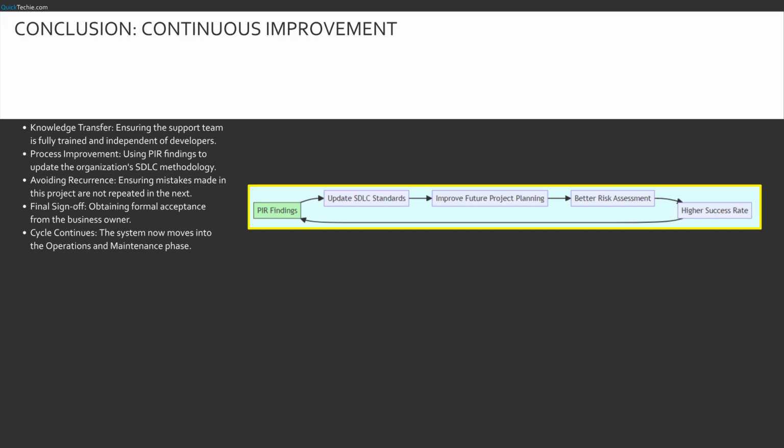We get the final sign-off from the business owner. Once the PIR is signed and actions are agreed upon, the system officially transitions from a project to operations. The cycle continues, but the organization is now smarter and more efficient, thanks to your review.